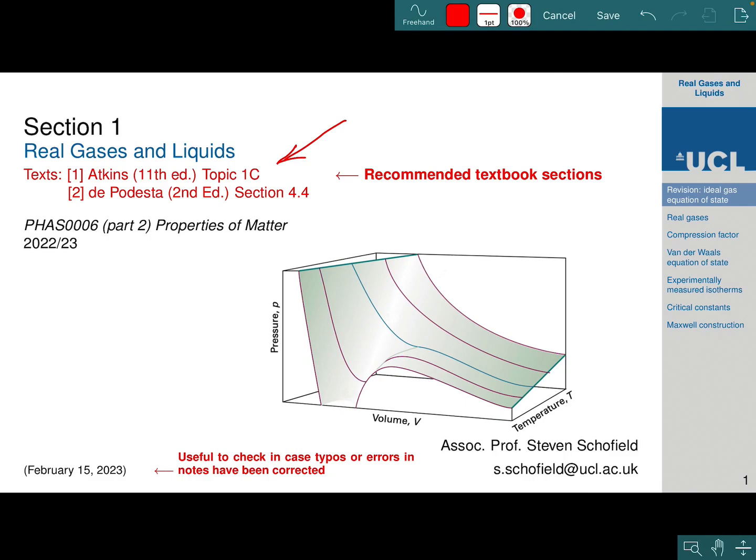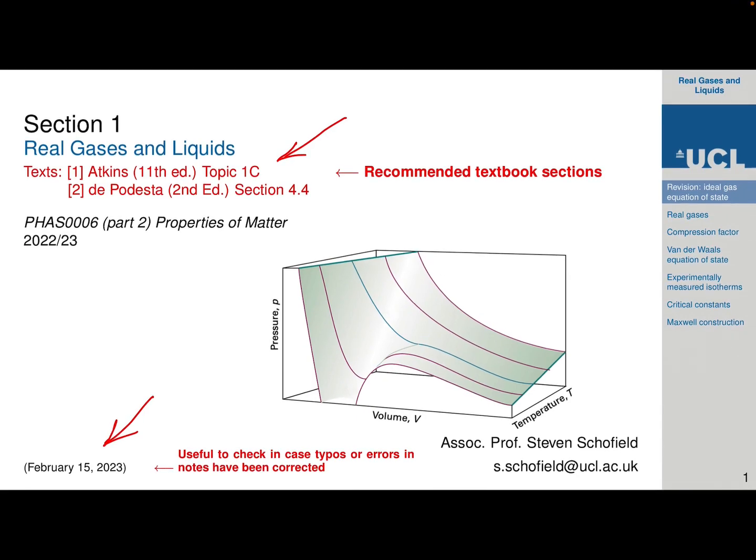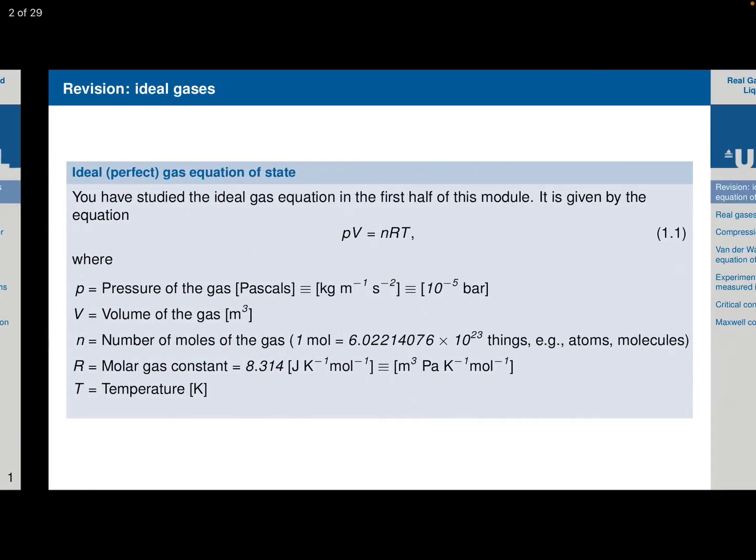And typically I've used these chapters and sections in writing the notes in the first place. And the other point is that down here there's a date. This is the latest date that the document was updated. So if we happen to find any typos or other errors in the notes, then I'll update them, and this date in the bottom corner then allows you to know which version of the notes you are working with.